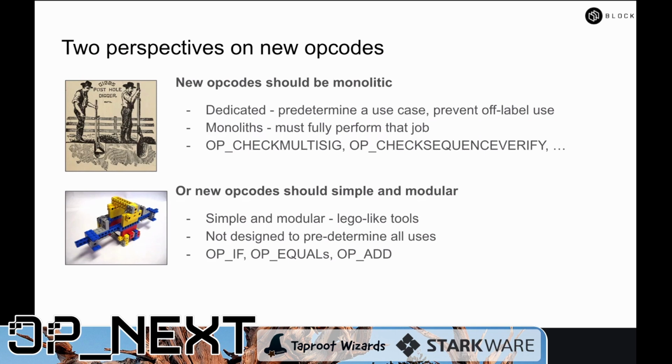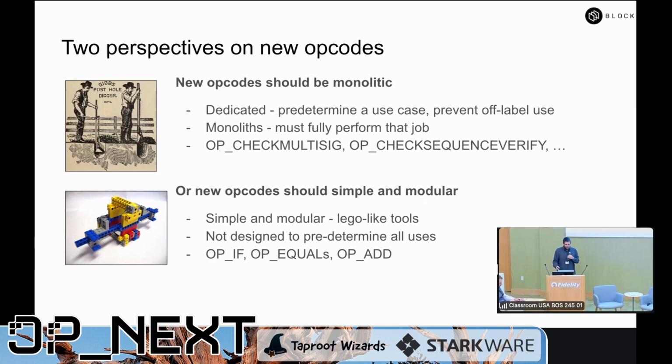They're like a post hole digger. You dig post holes with them. The other perspective is that opcodes should be simple and modular, like Legos. They're not designed with predetermined use cases. They're sort of just like, unleash developers. We don't know what you could build with them.